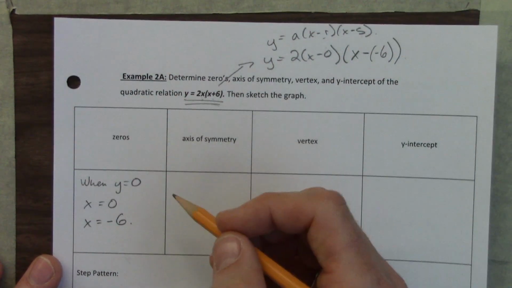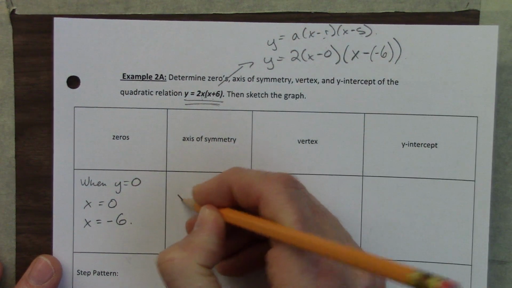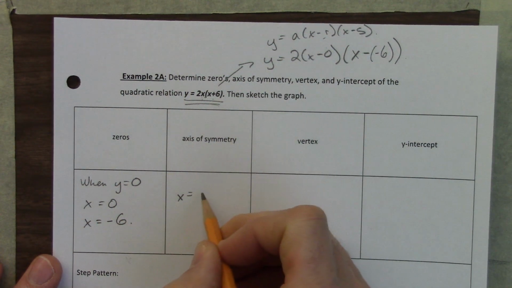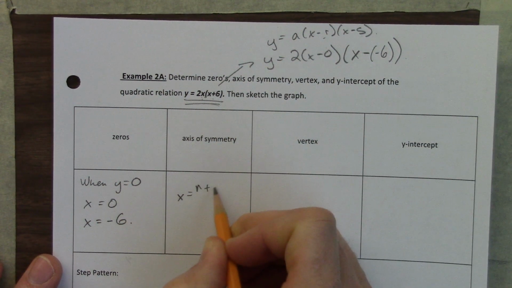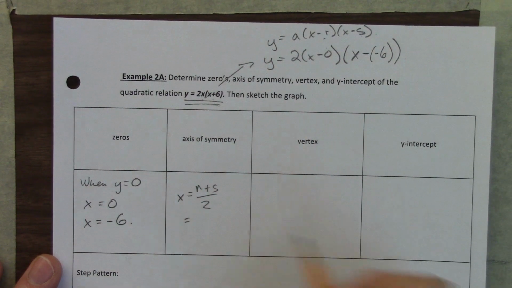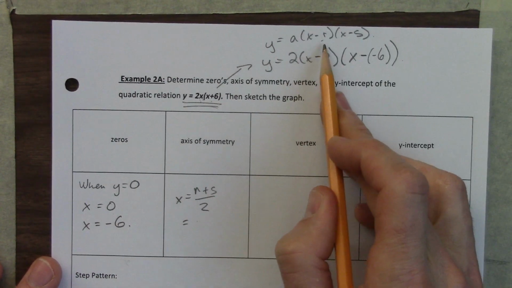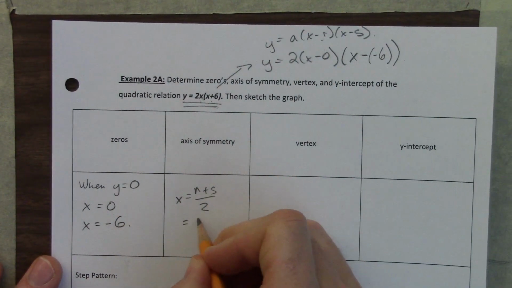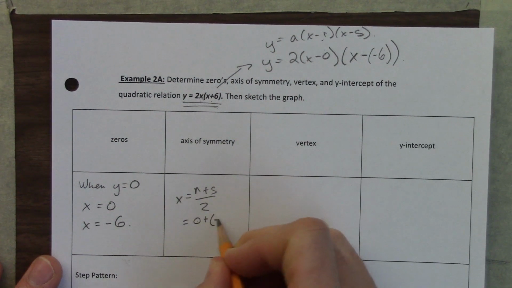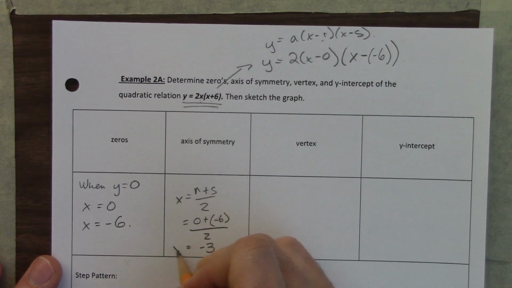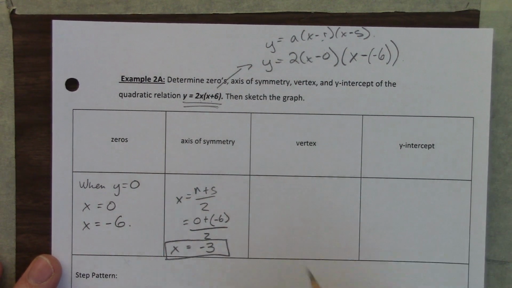Axis of symmetry then, Adrian, x equals? X equals -3. Okay, what's the formula? You're right, but r plus s, yes, r plus s divided by 2. What's r? We'll just use 6, it would be the first one, so what's r? 0. Yeah, 0 plus -6. Yes. Good. Over 2, so we get -3. So that is our axis of symmetry.